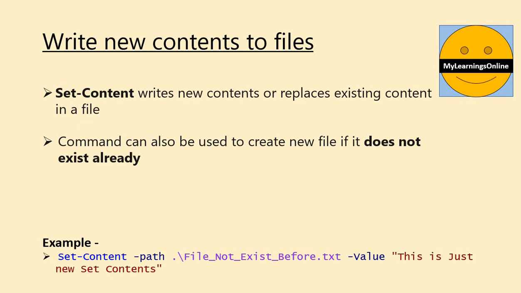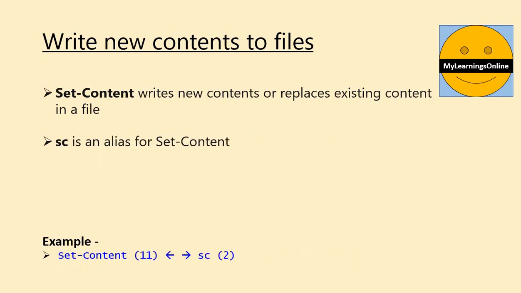In this example, the file specified in path, that is file_not_exist_before.txt, doesn't actually exist, but still we have specified this file name in path with the value that we want to set in this file. Now this command will create this file for us, and then it will write the specified contents in this file.